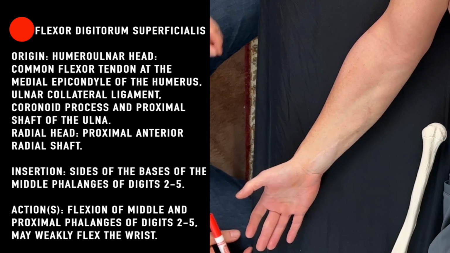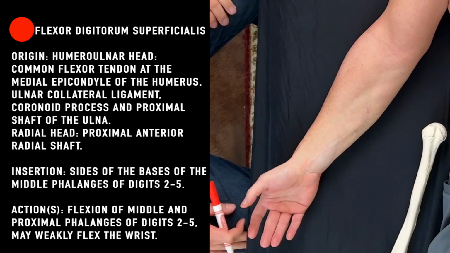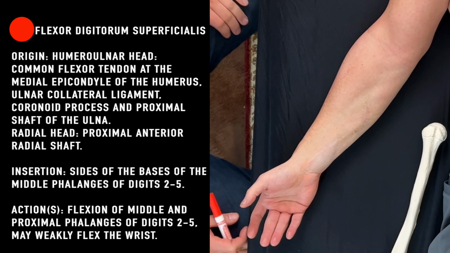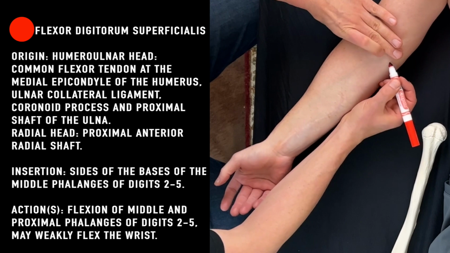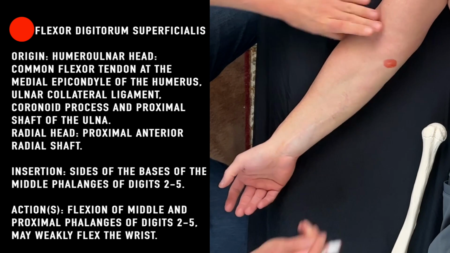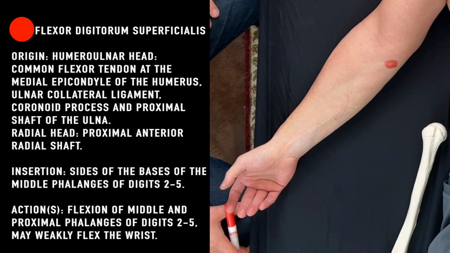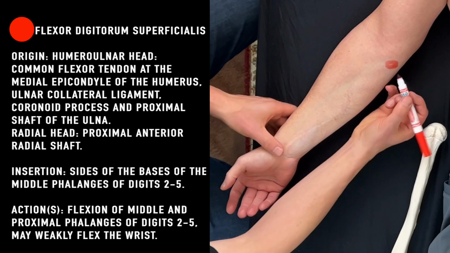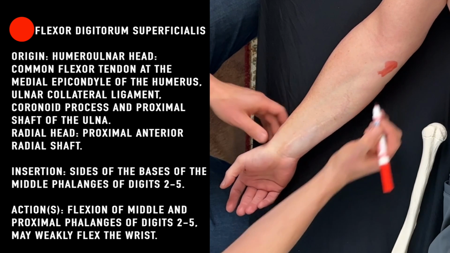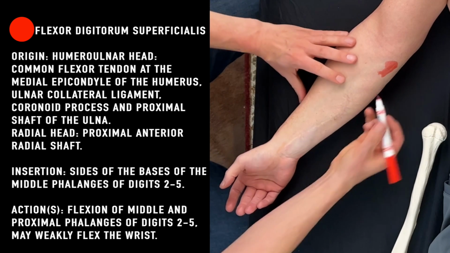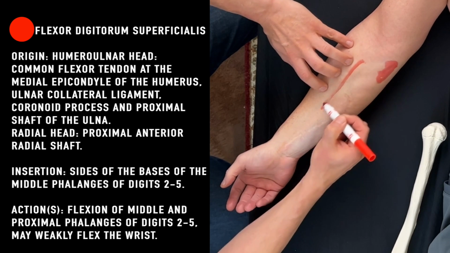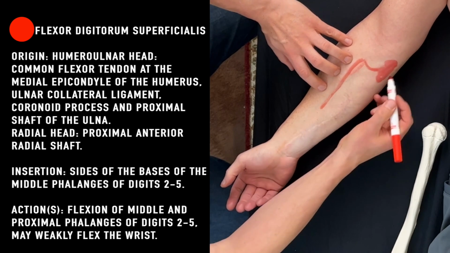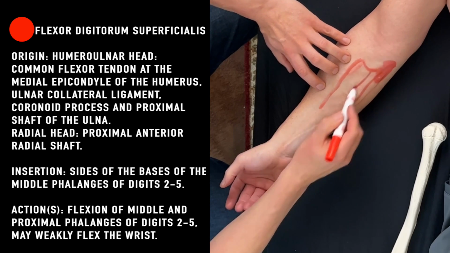Okay, flexor digitorum superficialis, which has a lot of different origins. We have the common flexor tendon at the medial epicondyle, right in through here. And then it also has an attachment across the ulnar collateral ligament and the coronoid process, and the proximal shaft of the ulna, and the proximal anterior shaft of the radius right through here. So there's a bit of a gap. The muscle belly fills in most of this space.